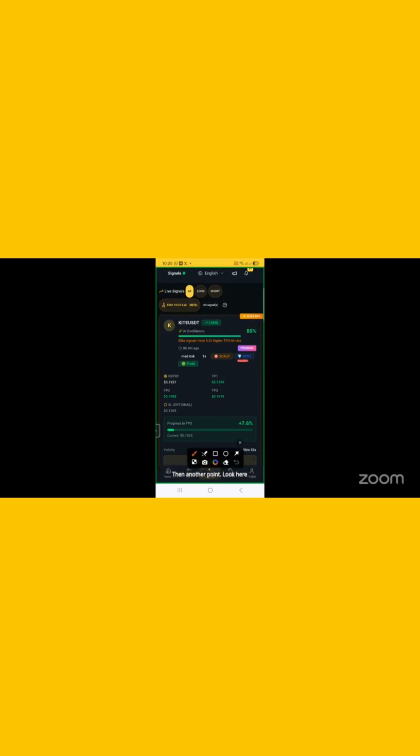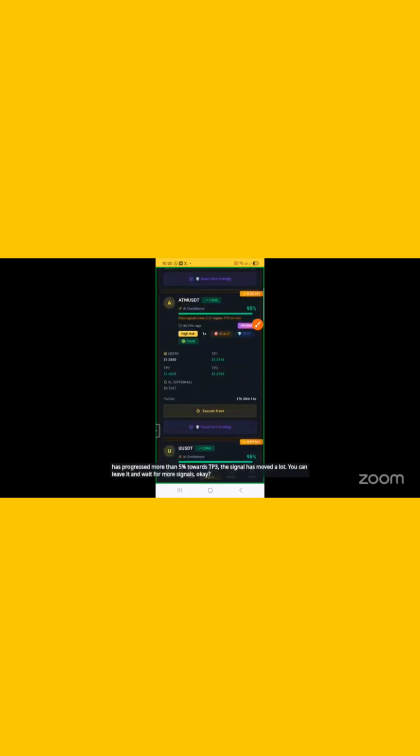Then another point. Look here. Is it a spot signal or a futures signal? That is very important. You must understand if this signal is for spot trading or for futures trading. Don't worry, you may say I'm interested in futures trading, not spot. I'm also going to show you how you can trade a spot signal into futures. Also, another point: how has this signal progressed? If the signal has progressed more than 5% towards TP3, that signal has moved a lot. You can leave it and wait for more signals.